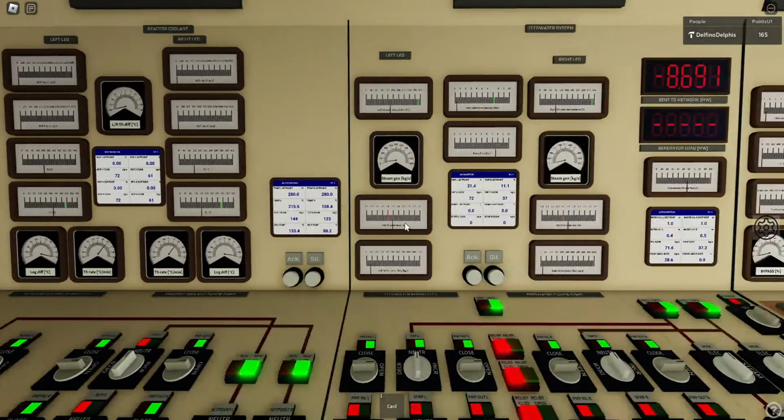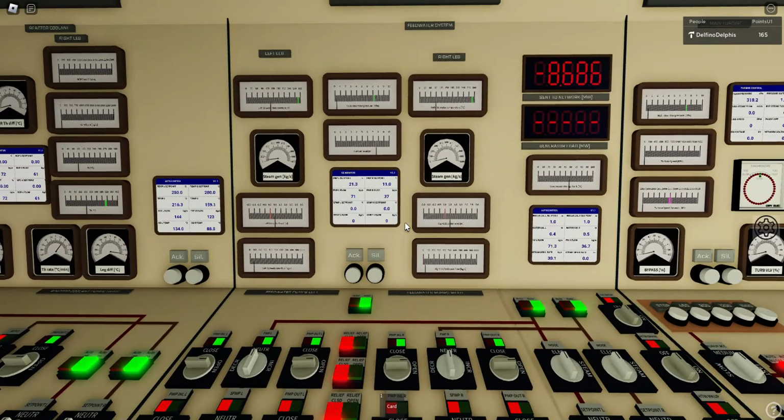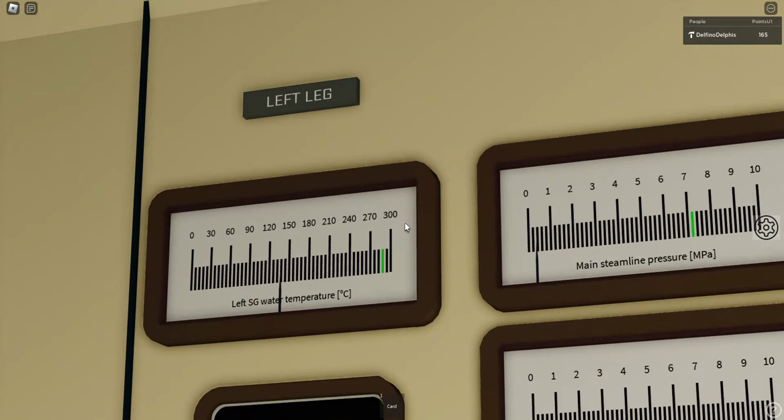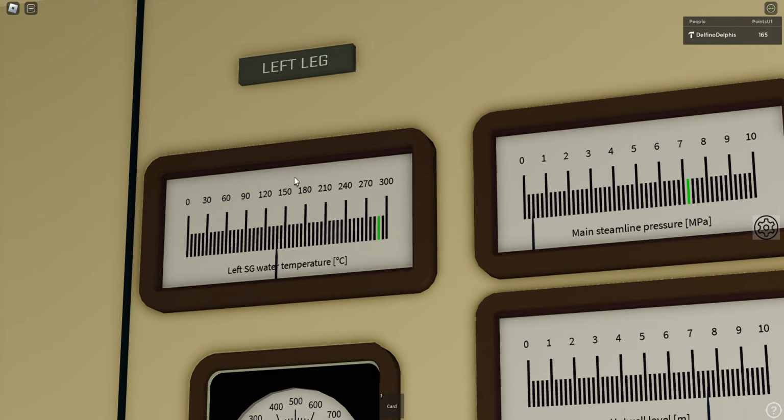Okay, so now going to the second panel. So this is the panel for the secondary system, secondary circuit of water, where we have the steam generators. So you have temperature in the steam generator. This is the secondary water circuit.